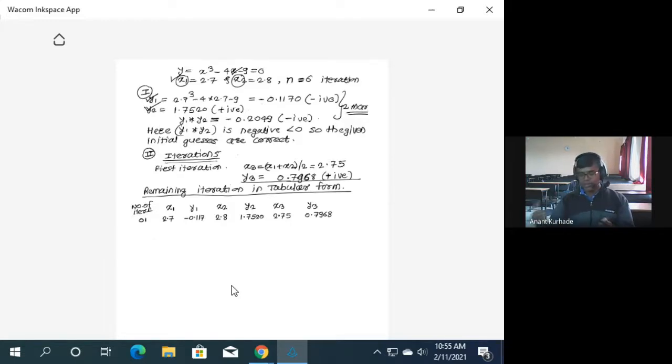Again, don't check its product here. Now directly we will move to iteration number 2. Now be careful. This is very important.